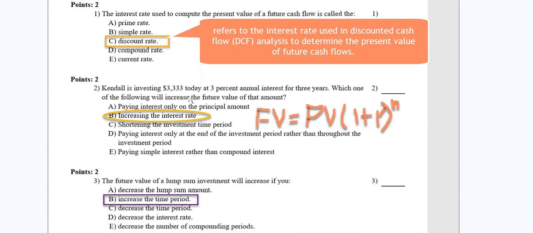Again, you can increase the future value by increasing the interest rate. So the correct answer is B. Why? Because future value is directly proportional to (1 + r)^n. So an increase in the number of years, an increase in PV, or increasing the interest rate will increase the future value.